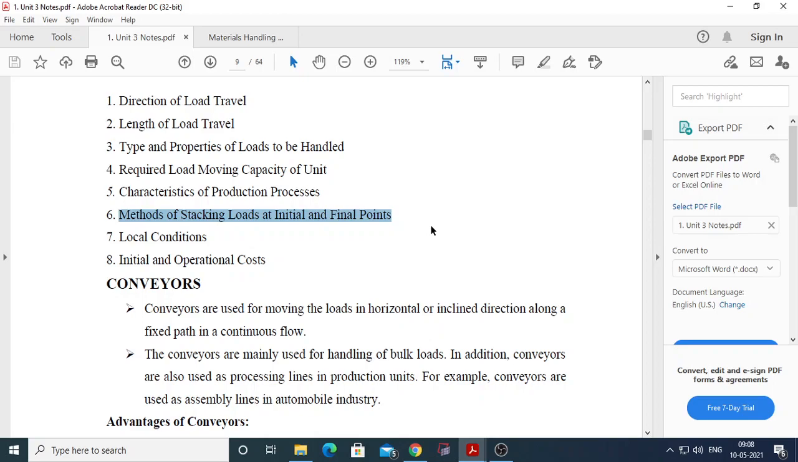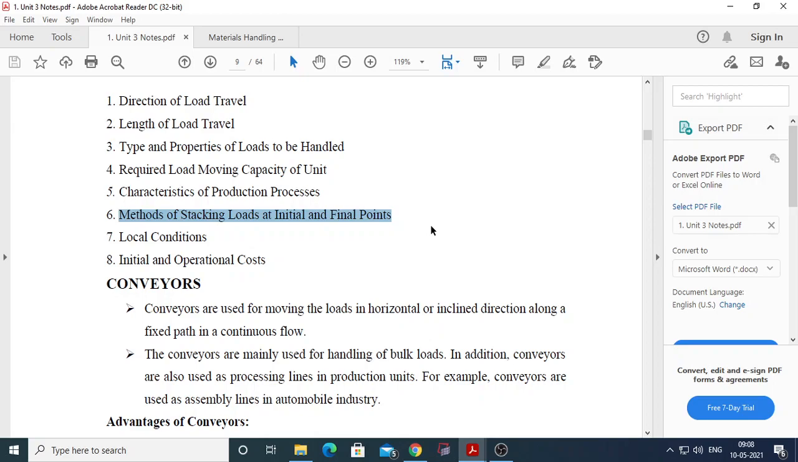I have given the example of the sugar factory. We want to store this bulk load in the godown, then we want to use only a conveyor, in the sugar factory.